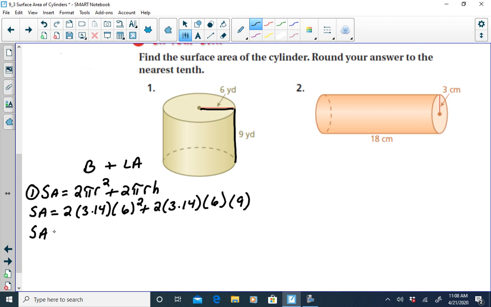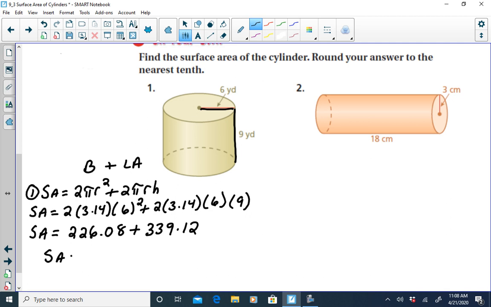Right? Use your calculator at this point. And remember, when you multiply and find the area of the two bases, you have to use your order of operations. So do your 6 to the second power first. So 6 times 6 is 36, times 3.14 times 2, and that's going to give you 226.08, plus, then we multiply 2 times 3.14 times 6 times 9, and that's going to be 339.12.